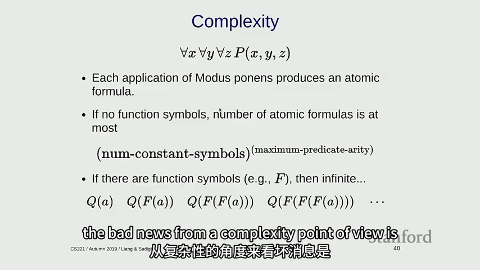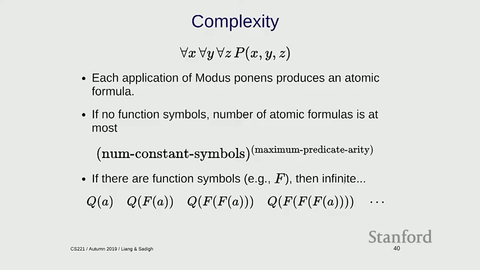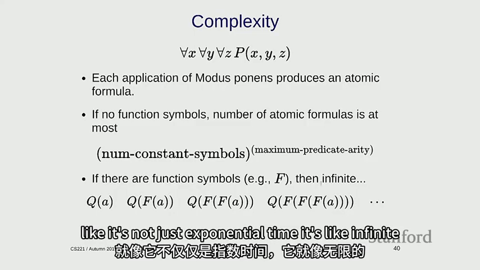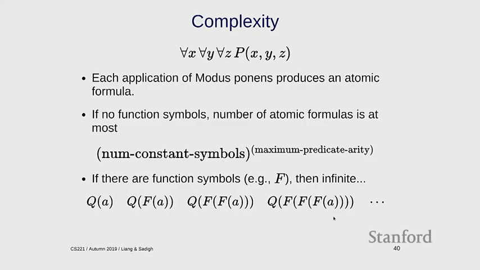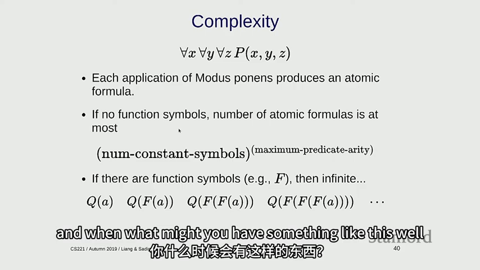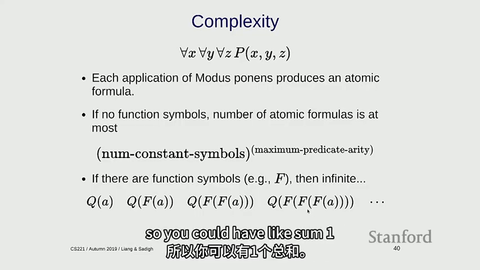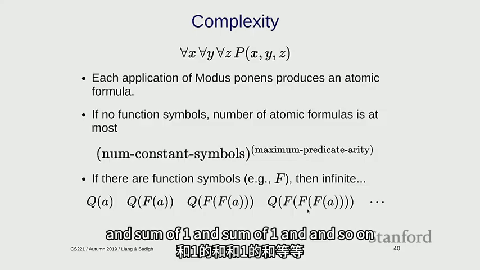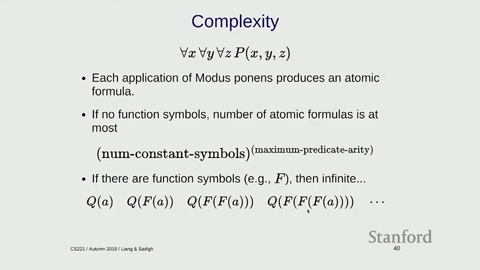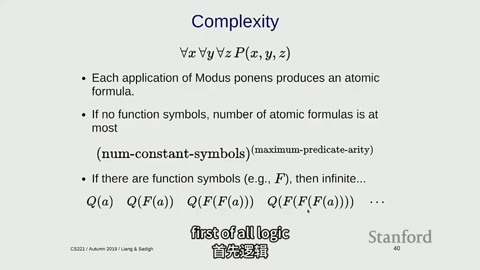The bad news from a complexity point of view is if there are function symbols, then actually it's infinite. It's not just exponential time, it's infinite time, because the number of possible formulas that you could produce is unbounded. And when might you have something like this? Well, if you remember, one of the functions could be sum. So you could have sum of 1, and sum of 1 and sum of 1, and so on. So you can essentially encode arithmetic using first order logic.